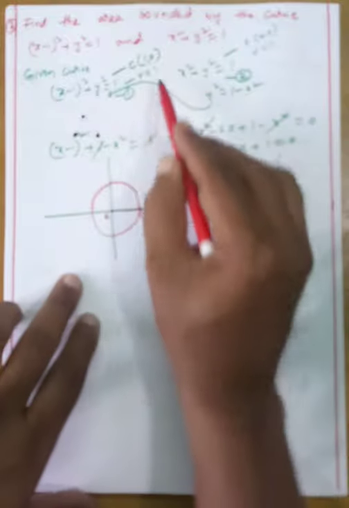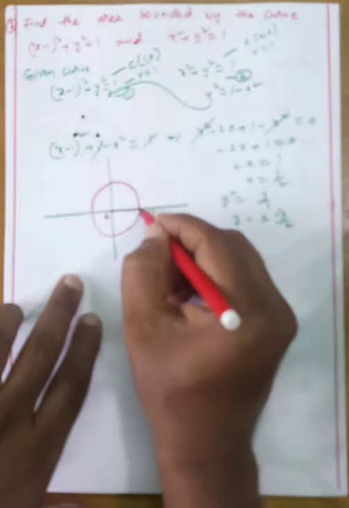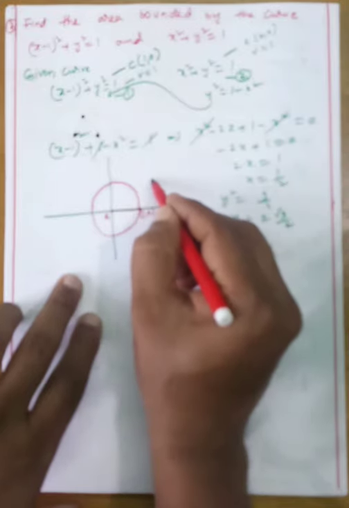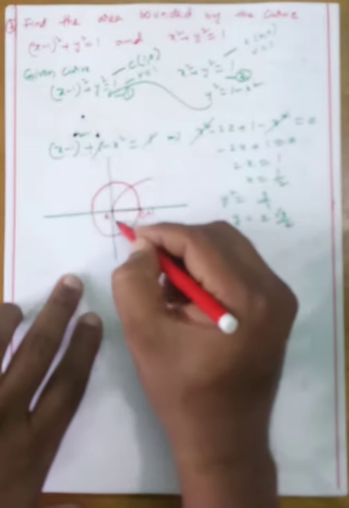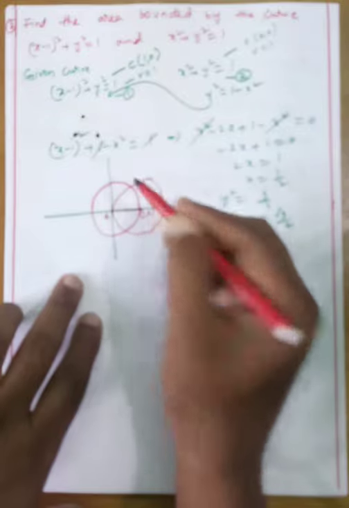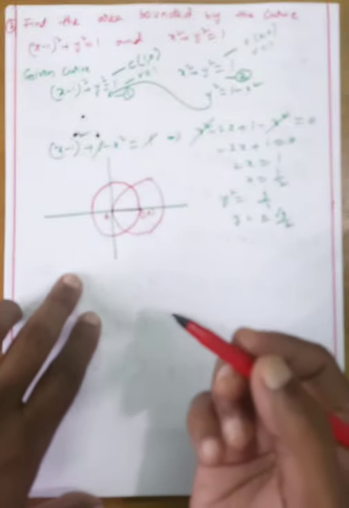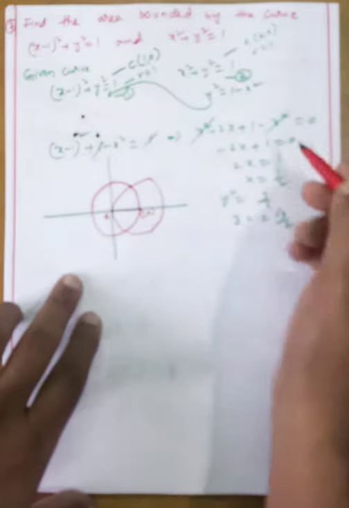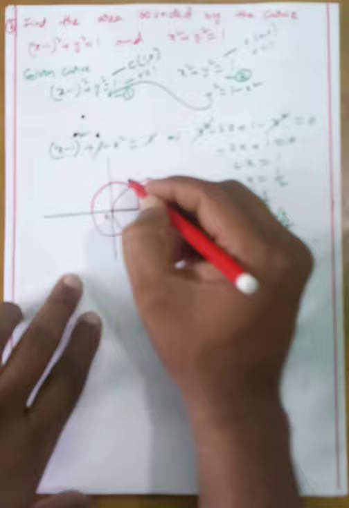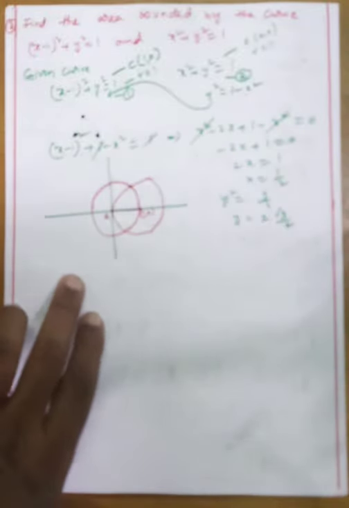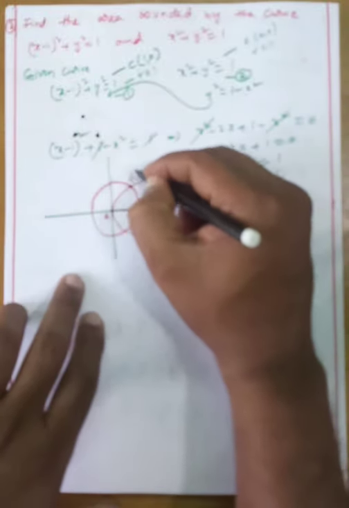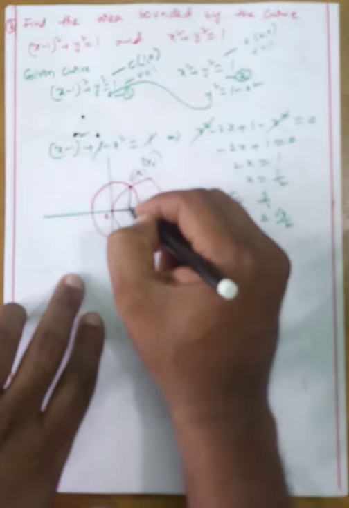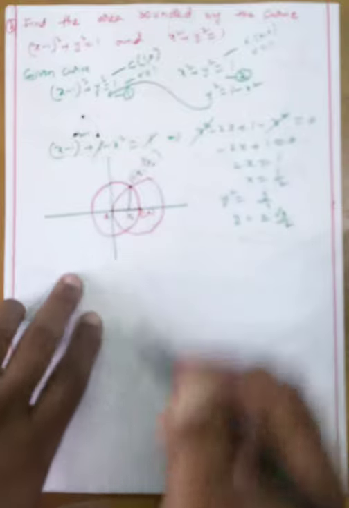Now the second circle. Center is 1 comma 0, so the center is here. Radius is 1. Now draw this other circle. I hope that you understood. This point of intersection is given by 1 by 2 comma root 3 by 2. This is P. 1 by 2 comma root 3 by 2, and this is 1 by 2.